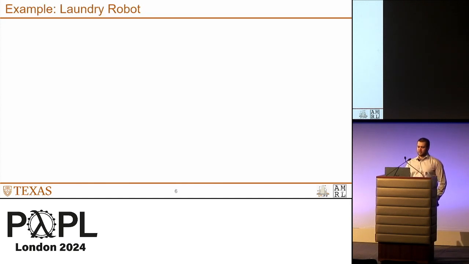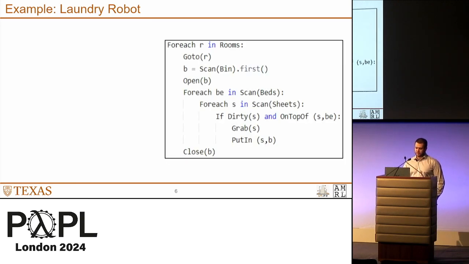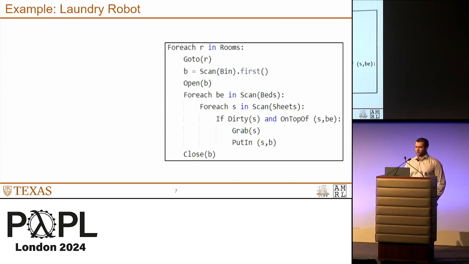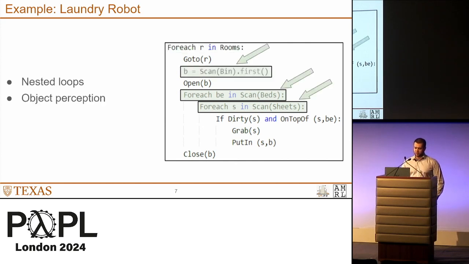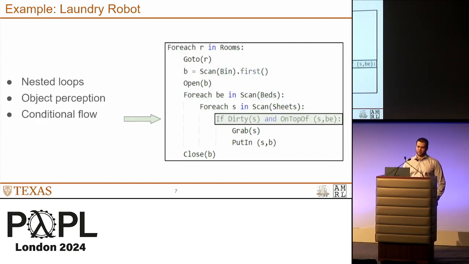I'll now give a representative example program to demonstrate the complexities of programming with robot policies. Here's a program for a robot that must visit all of the rooms in a hotel and collect the dirty bed sheets. This requires going to each room, finding a laundry bin in the room and opening it, finding all of the bed sheets and beds in the room, then checking if any of these sheets are dirty and on the bed, and if they are, grabbing them and putting them in the bin. Lastly, before leaving, the robot must close the bin. Notice that this program has multiple nested loops, perception of appropriate objects, and conditional flow based on these perception results.